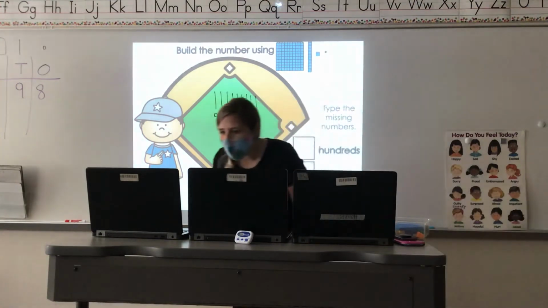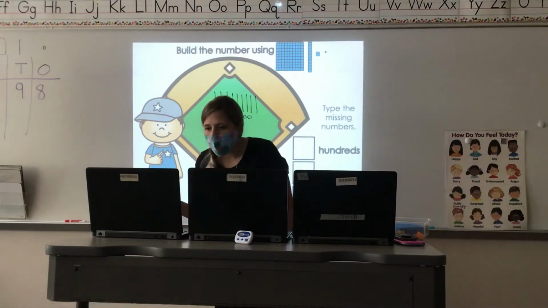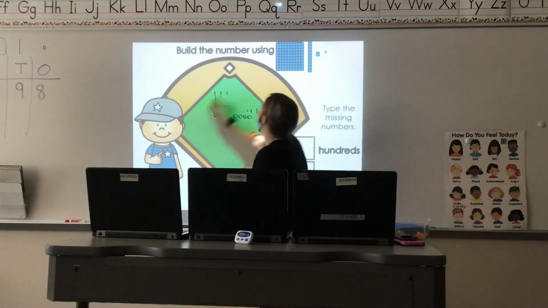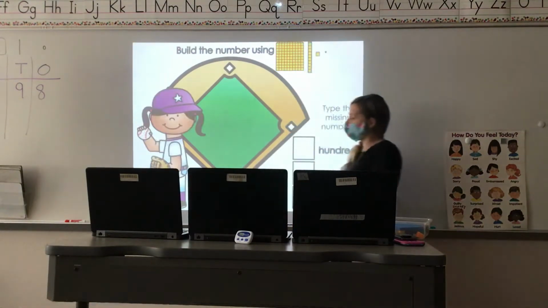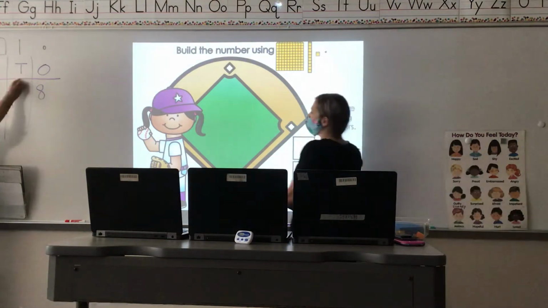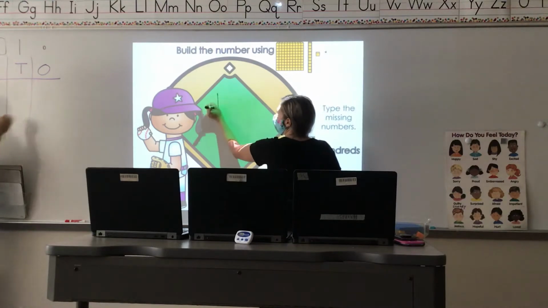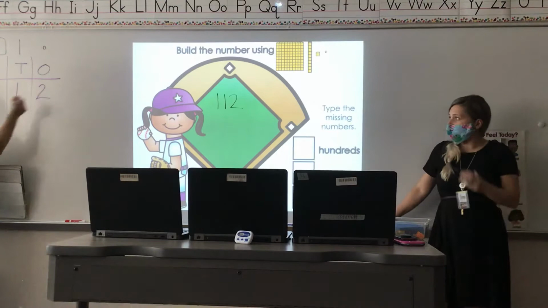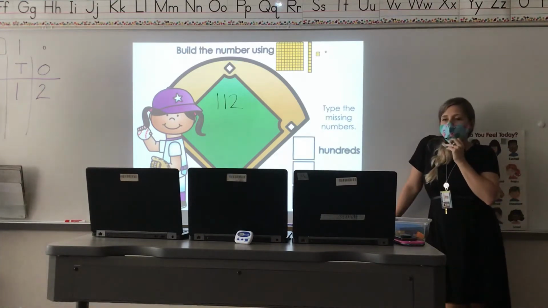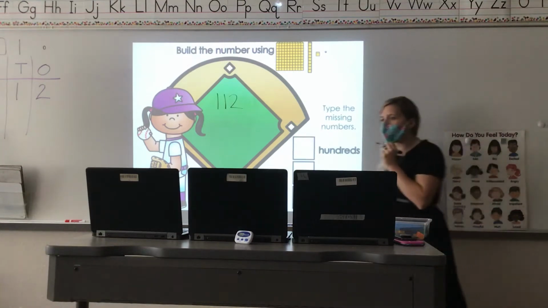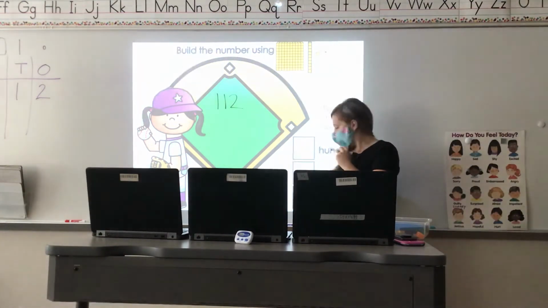All right, the next one, you're gonna do it all by yourself, and then you're gonna show me. Okay? So erase your boards. 112. I have 112. So you're drawing a picture for 112. So how many hundreds? Curtis is done. Good job. He was fast.